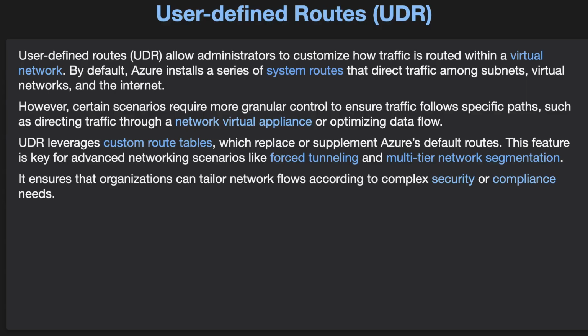UDR leverages custom route tables, which replace or supplement Azure's default routes. This feature is key for advanced networking scenarios like forced tunneling and multi-tier network segmentation. It ensures that organizations can tailor network flows according to complex security or compliance needs.